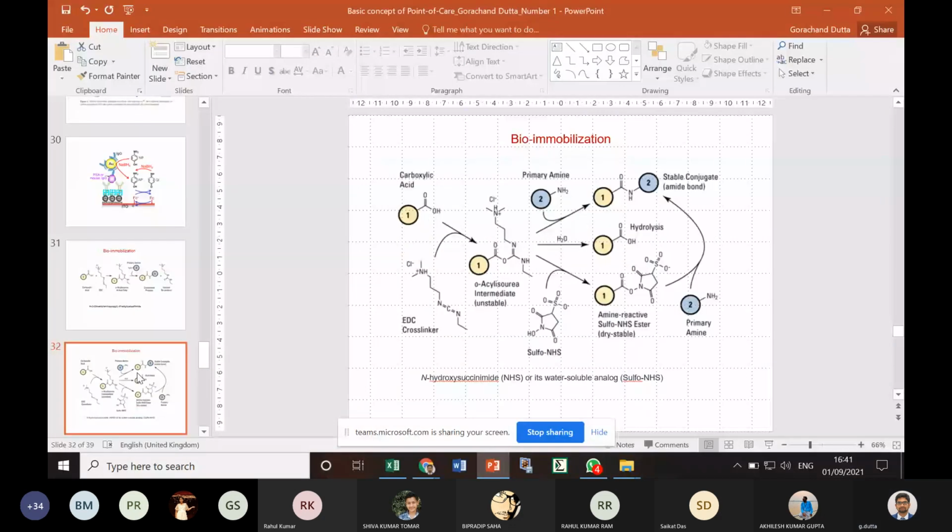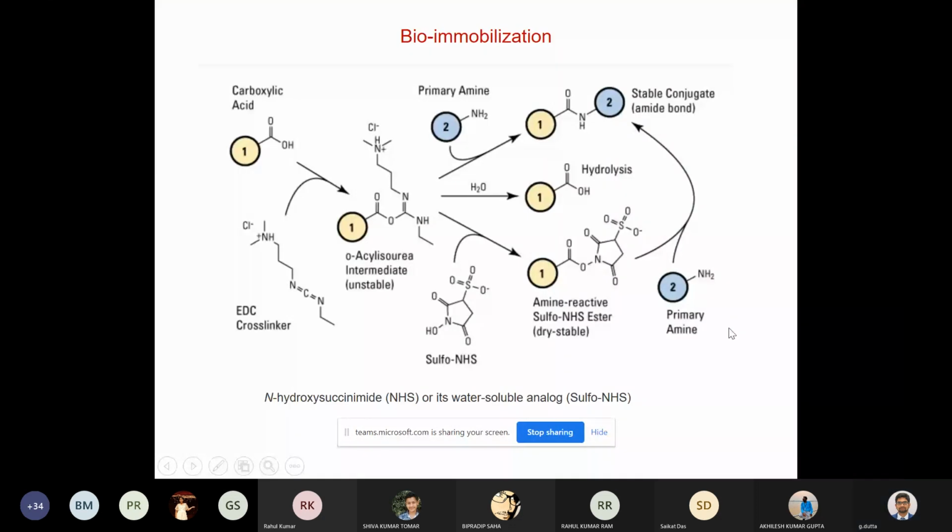Let's teach you one more step, the bioimmobilization steps. See here, sometimes along with the EDC we are adding one extra chemical. Just now you asked, sir, how long do we have to wait? We can accelerate this process by using some other chemicals also, like EDC together with NHS. You can see here. Okay, let's put the pointer.